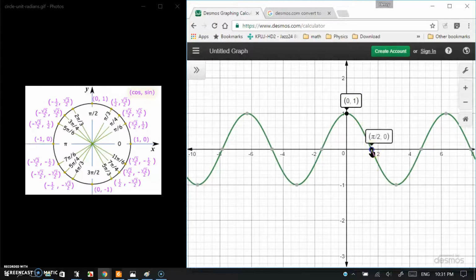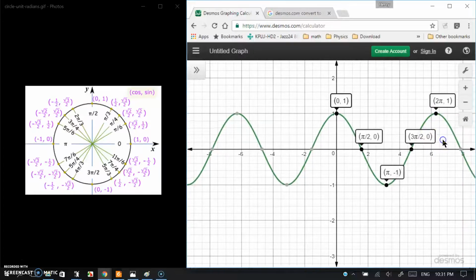So if my angle is pi over 2, cosine of pi over 2 is 0. When my angle is pi, my x coordinate is -1, so cosine pi is -1. When my angle is 3 pi over 2, it's over here, and cosine of 3 pi over 2 is going to be 0. So 0, that's correct. And then I have 2 pi, cosine of 2 pi.